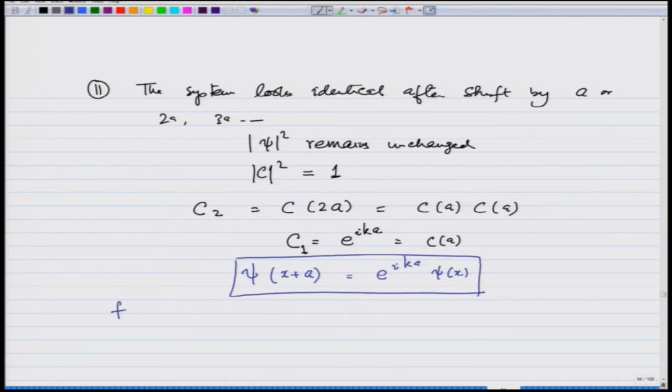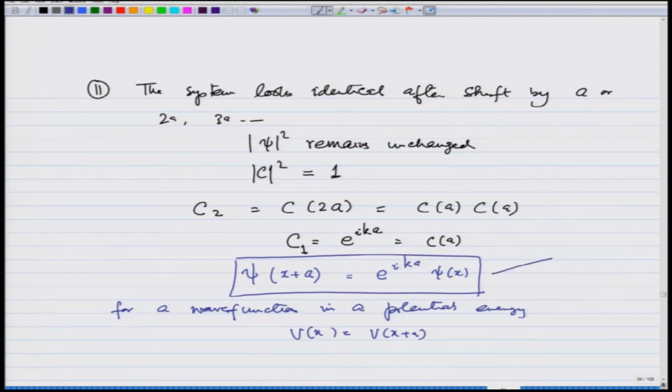For a wave function in a potential energy V(x) equals V(x plus a). So, if a particle is moving in a periodic potential, this is the property that it is going to satisfy. So, let us write this Bloch's theorem.